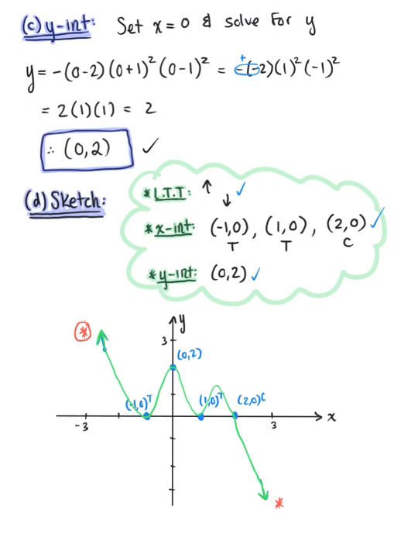This is a beautiful graph of that polynomial function. f of x is equal to minus x minus 2 multiplied by x plus 1 squared times x minus 1 squared.